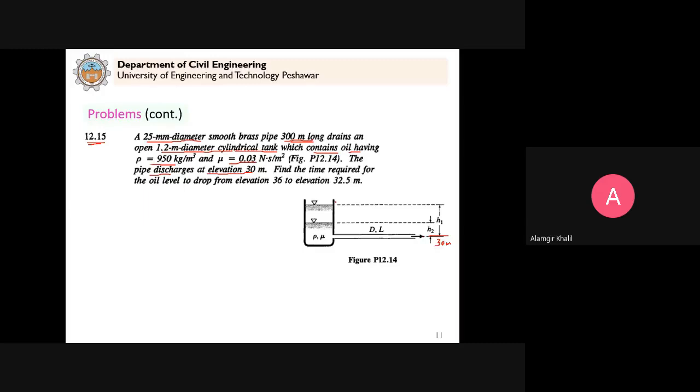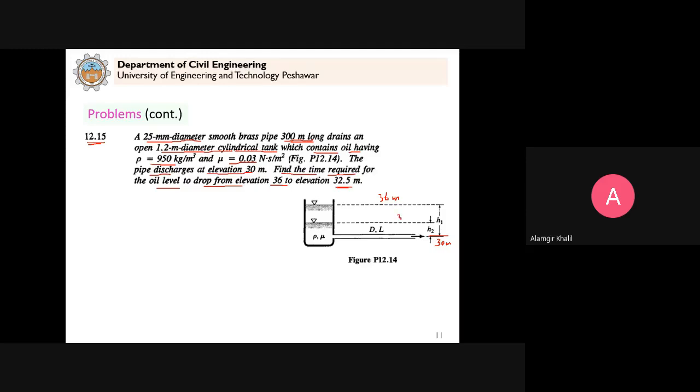This is 30 meter. Now what is the question? Find the time required for oil level to drop from elevation 36 to 32 meter. Now what we need to calculate is that this is 36 meter here. This is 36 meter. And how much time it will take to drop to 32.5 meter.